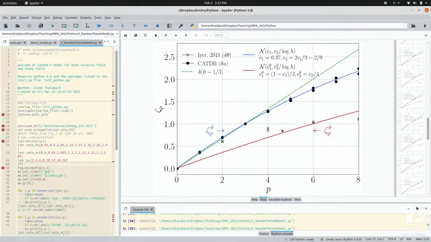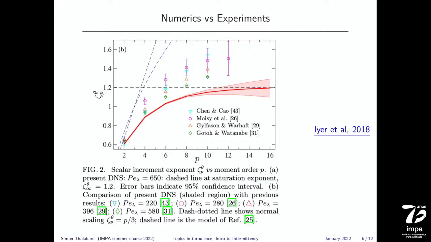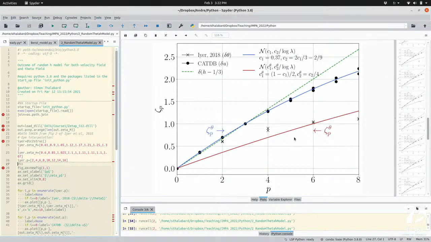The crosses here are the data. This is a red line. Okay. Those are the dots. The green line is the Kolmogorov prediction. So this thing here, P/3 monofractal scaling.